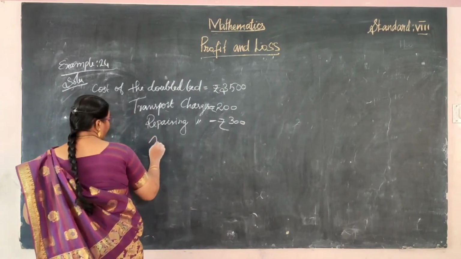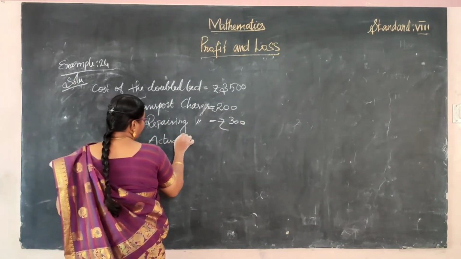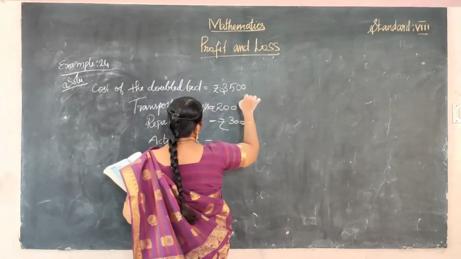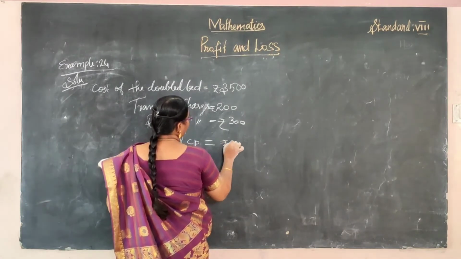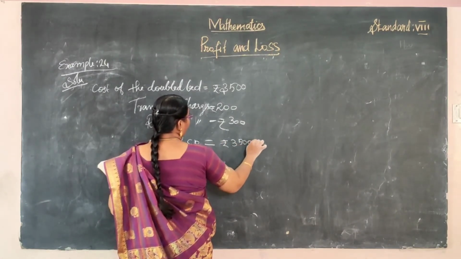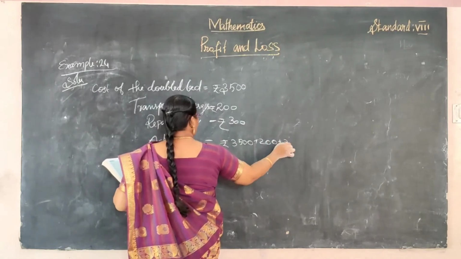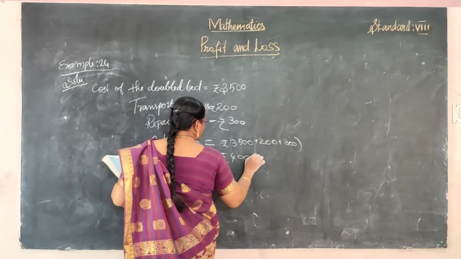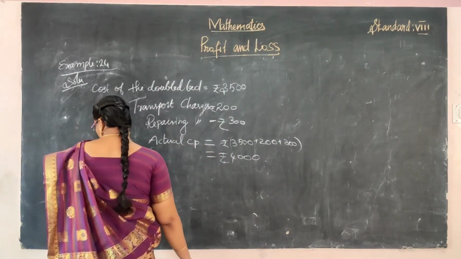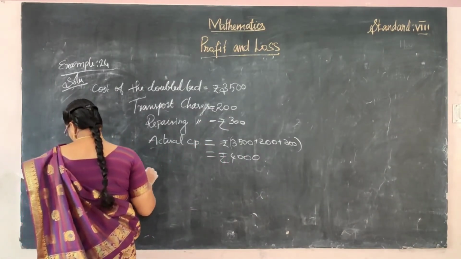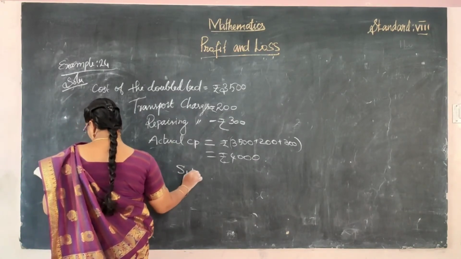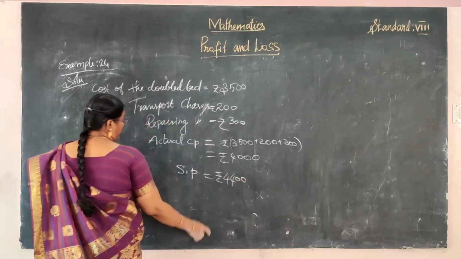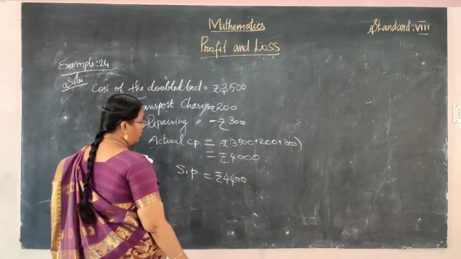So actual cost price is equal to, add this all, we get rupees 1,500 plus 200 plus 300, is it? We get rupees 4,000. So how many rupees sell? The selling price is equal to rupees 4,400. We have observed from this data the profit.